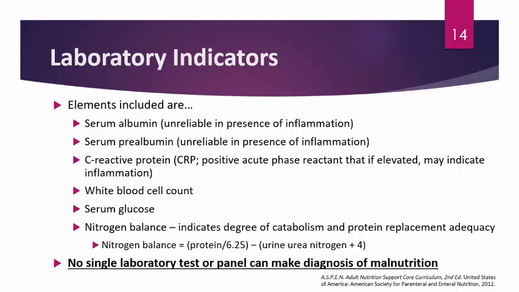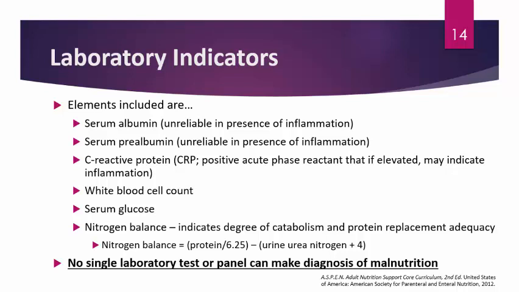That's why in many cases, whenever you obtain these different labs, you might want to get a C-reactive protein level or a CRP level, which essentially is a positive acute phase reactant. If the CRP level is elevated, it may indicate inflammation. So say you have a patient who has a high CRP level, their serum albumin and prealbumin level most likely won't be too reliable.